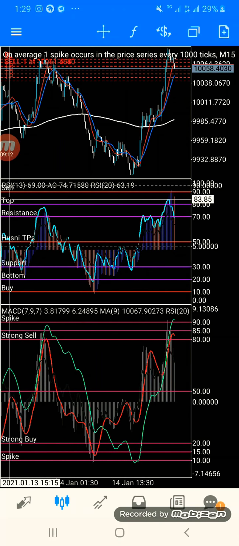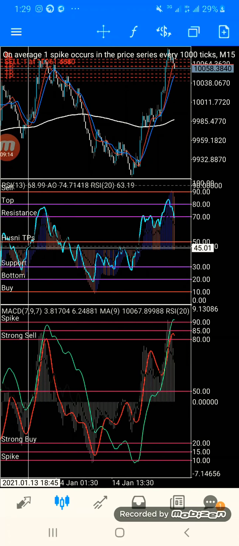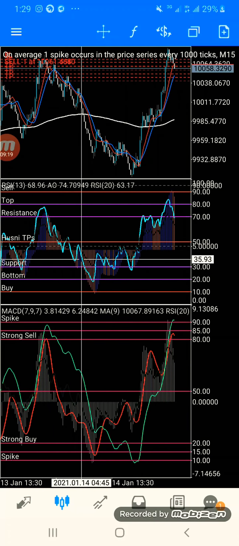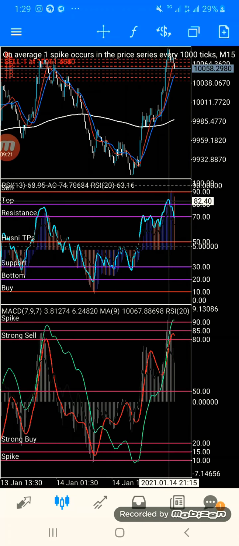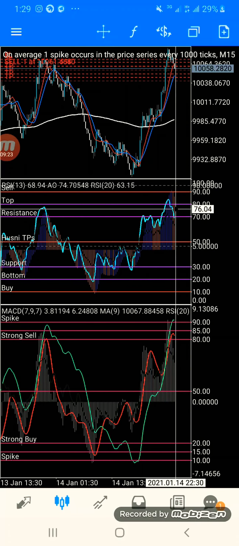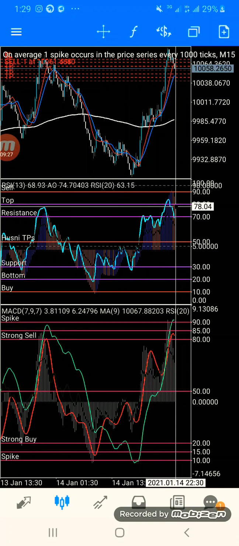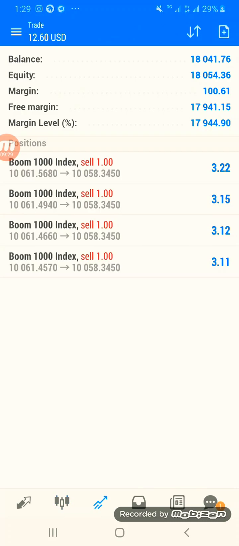And you can see the resistance here, and here you can see support. When this RSI indicator is at the top, it means price is in the resistance zone. When it is on resistance, we can sell and we are not worrying.